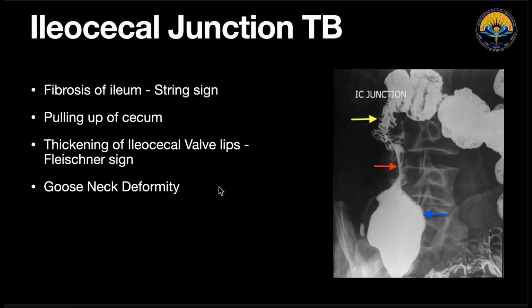First is ileocecal junction TB. This is a secondary TB, secondary to the patient swallowing his own sputum, the patient having primary pulmonary TB and swallowing his own sputum, and that can lead to intestinal TB, ileocecal junction TB. And here you can see there is fibrosis of the ileum, and this fibrosis of ileum is giving a string sign. Further, this fibrosis will pull up the cecum. Further, there is thickening of ileocecal valve. This is known as Fleischner sign, and this whole configuration gives a gooseneck deformity appearance.